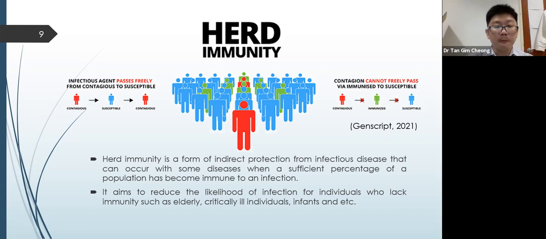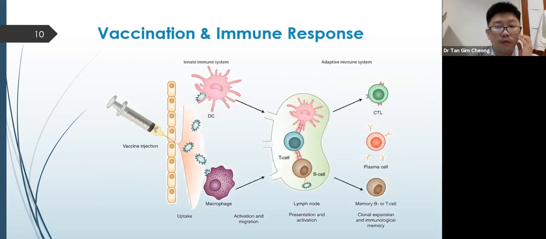Okay, so it reduces the risk of spreading in herd immunity. In vaccination, the principle is actually very simple. You get an injection. It can be oral, you can take it orally. It can be mucosal, it can be even eye drops or nose drops. Most of the vaccination that we see nowadays is through injection.